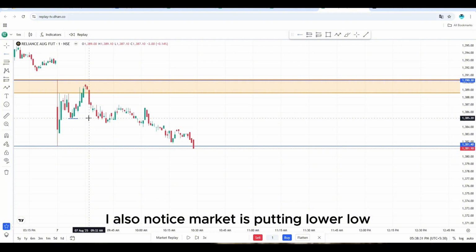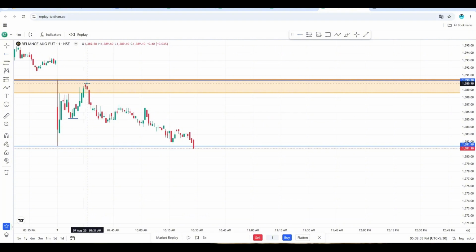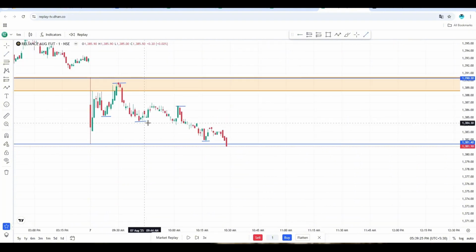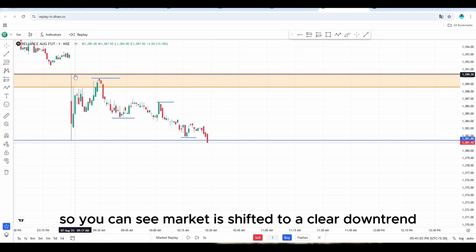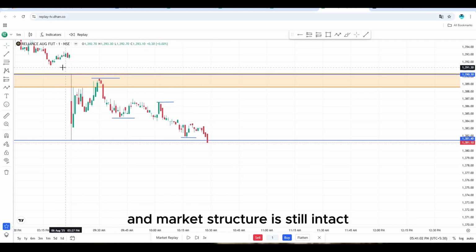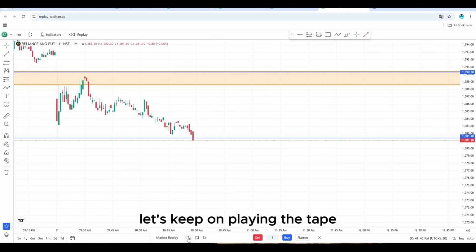I also notice the market is putting in lower lows and lower highs. Lower low, lower high. Lower low, lower high. Same here, lower low and lower high. You can see this low is lower than this low, and this high is also lower than this high. So you can see the market has shifted to a clear downtrend. So market structure is still intact. Let's keep on playing the tape.